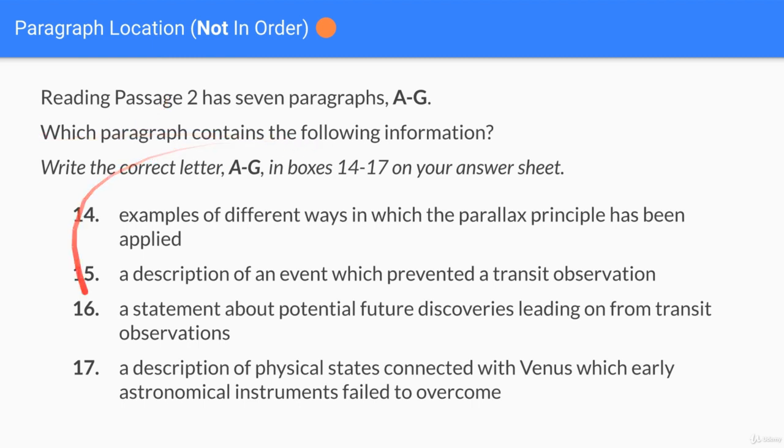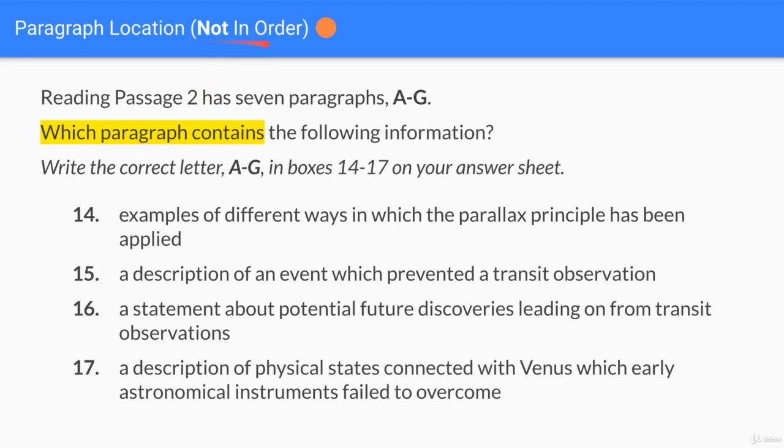This is what the paragraph location questions look like. You will know that this is a paragraph location question because right over here, it's going to ask you which paragraph contains the following information. So that tells you that you have to be looking for a certain paragraph. Sometimes it might also say which section contains the following information. That is also possible. It doesn't usually happen. Usually they say paragraph, but you could also see the word section substituted for paragraph over here.